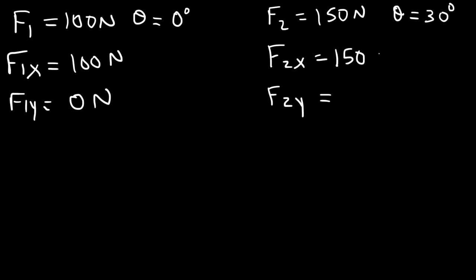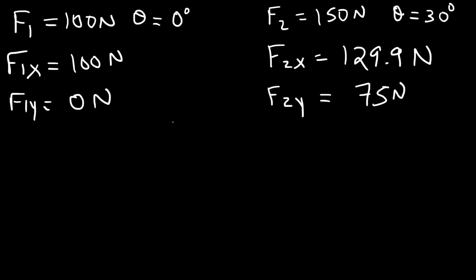f2x is 150 times cosine of 30 degrees. Now, if you type that in your calculator, make sure it's in degree mode. So this will give you, as a decimal, 129.9 newtons. f2y, that's going to be 150 times sine 30, which is just 75.